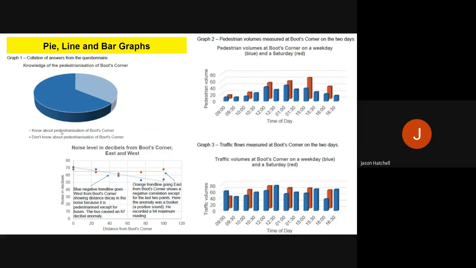Similarly for traffic flows at Boots Corner there on the 2 days, on the weekday and the Saturday, you can see that there is again those differences between traffic volumes at those different times of the day. So they are some appropriate ways to use pie charts and line graphs and bar graphs as well.